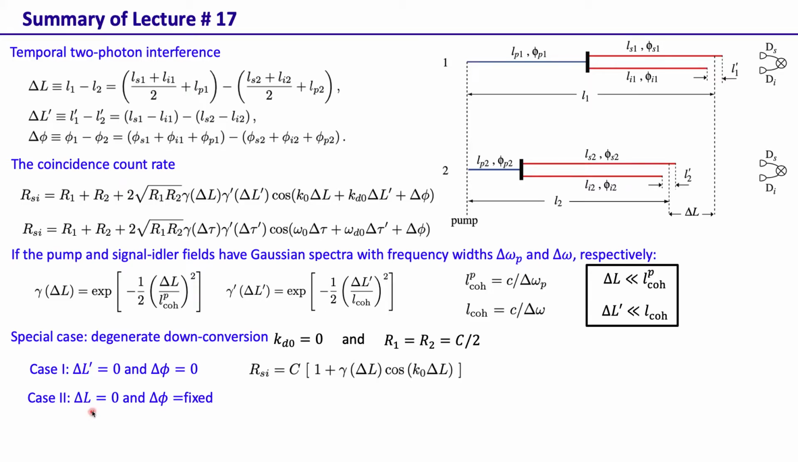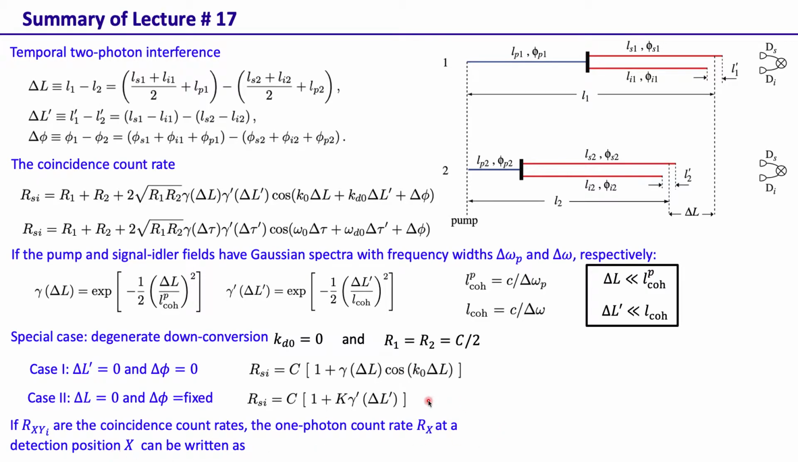Then we looked at the second case, in which delta L is 0. This is in order to explicitly see how two-photon interference depends on delta L prime. In this case, the coincidence count rate has this expression. Of course there is no interference here, but if we change delta L prime, we pretty much see the profile of gamma prime, the time averaged degree of coherence. Again, delta L prime has no one-photon analog or classical analog.